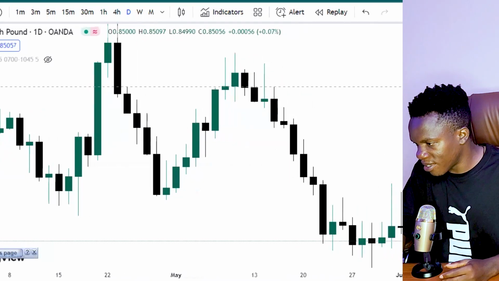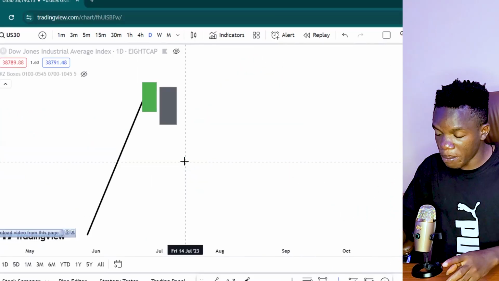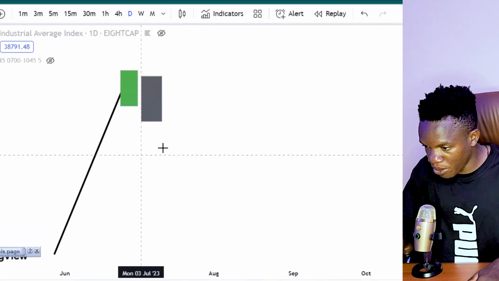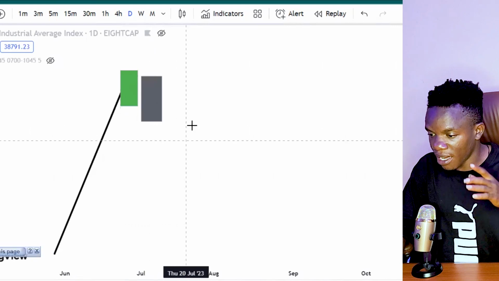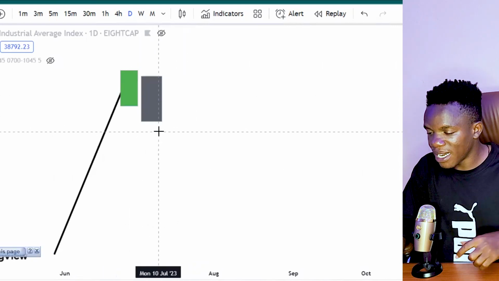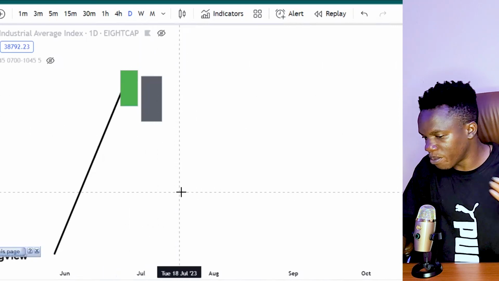So let's get started. Now, the first thing I look out for when framing my daily bias is this reversal point here. I call it origin. But the first thing I look out for is this reversal level here. Now, I'm going to explain everything. You just follow me as I walk you through the process.